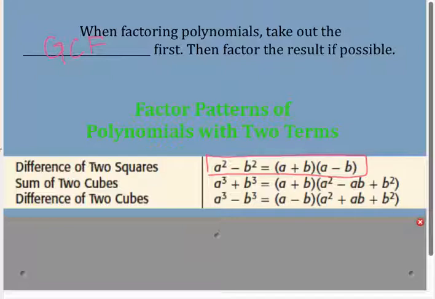Okay, the next one, if you notice, these are cubics, or they have a to the third, b to the third. So these are sum and difference of perfect cubes. If it is addition, we need to figure out what a and b are, and then it's going to be a plus b, and then in parentheses, it's a squared minus ab plus b squared. Then if it's subtraction, your first set of parentheses has a negative. But then notice everything else inside of here is positive.